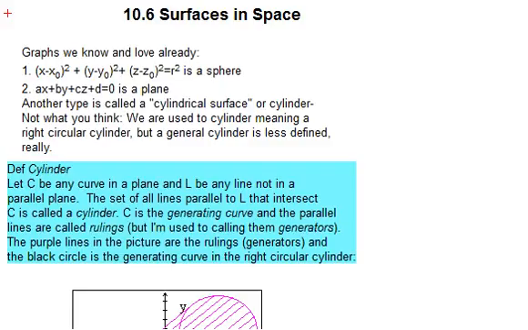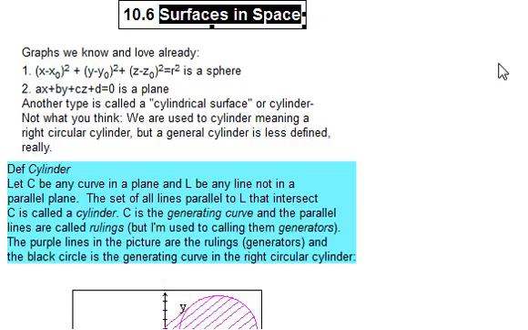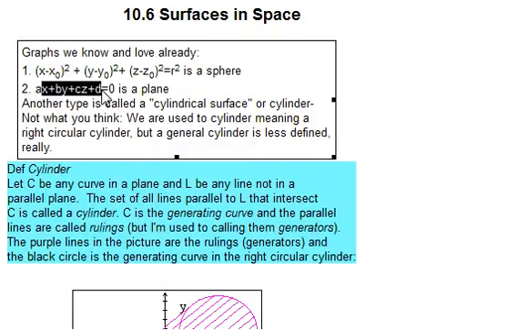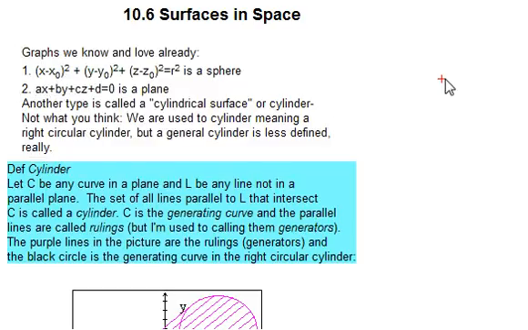In this video, we're going to look into surfaces in space, which will include some that we already know. Spheres look like this. Planes look like this. Another type is called a cylindrical surface, and we'll define that directly.